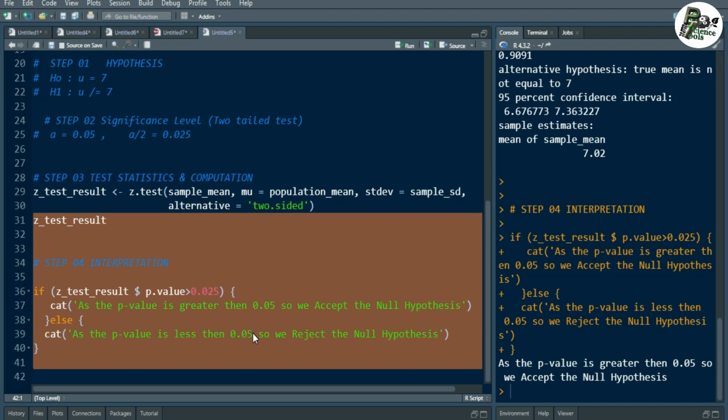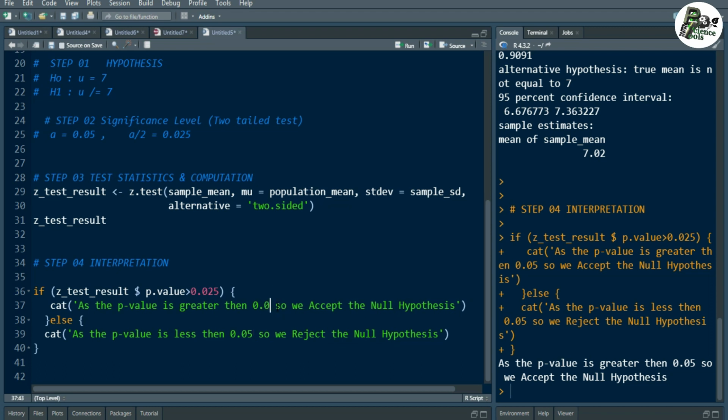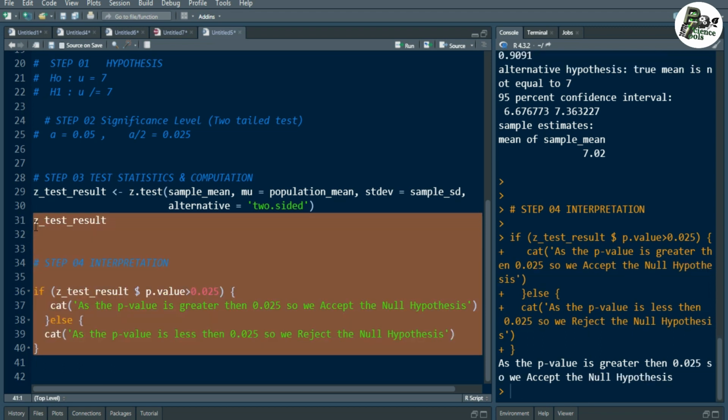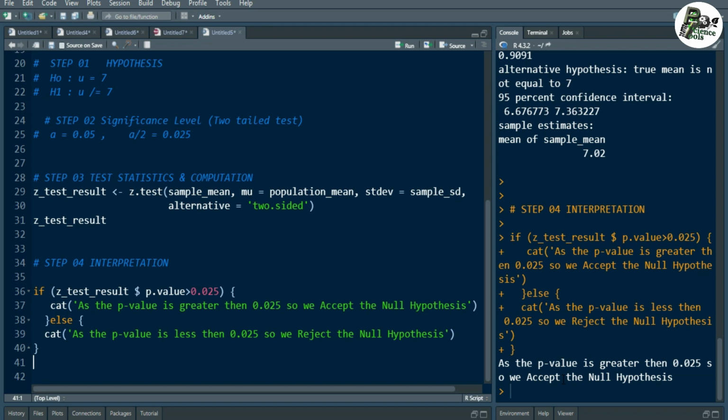Basically, here we should not write 0.05. We need to write 0.025 here and also here, which is our significance level. So we will run this code again. You can see that as the p-value is greater than 0.025, we accept the null hypothesis. In this way you can accept or reject the null hypothesis depending upon your p-value, and this is the simple procedure to interpret your results regarding the z-test.